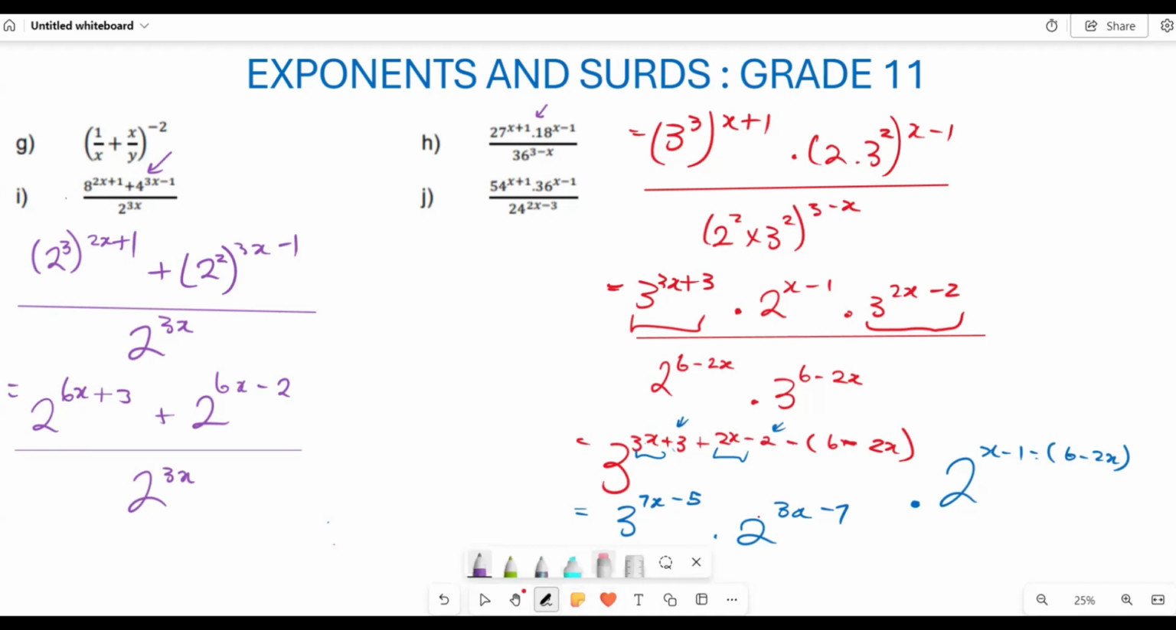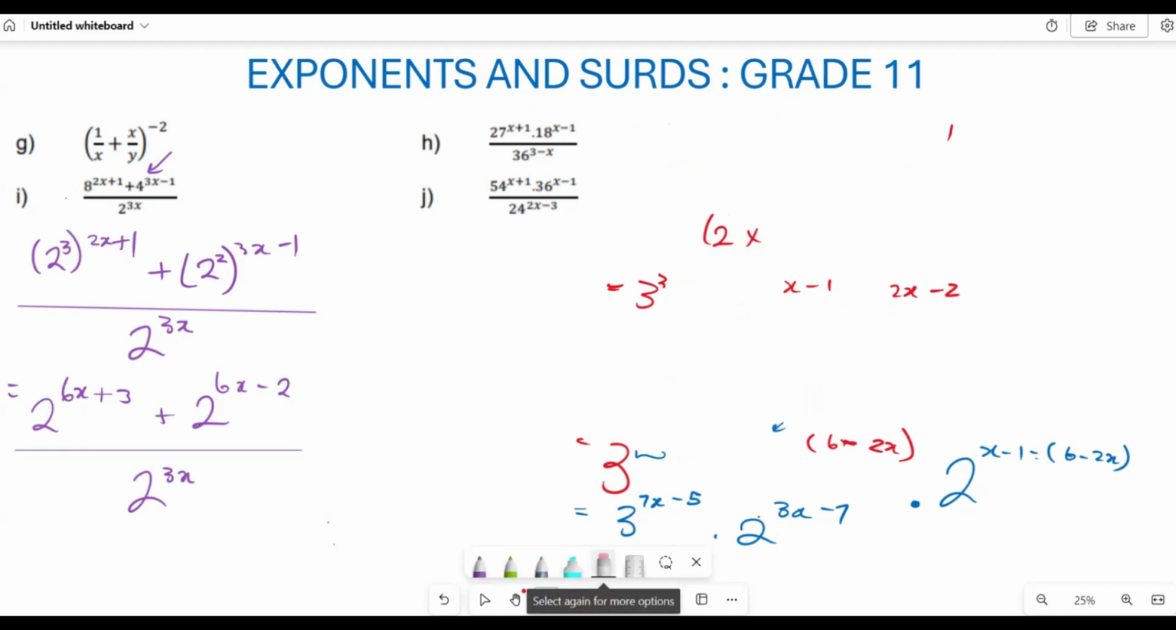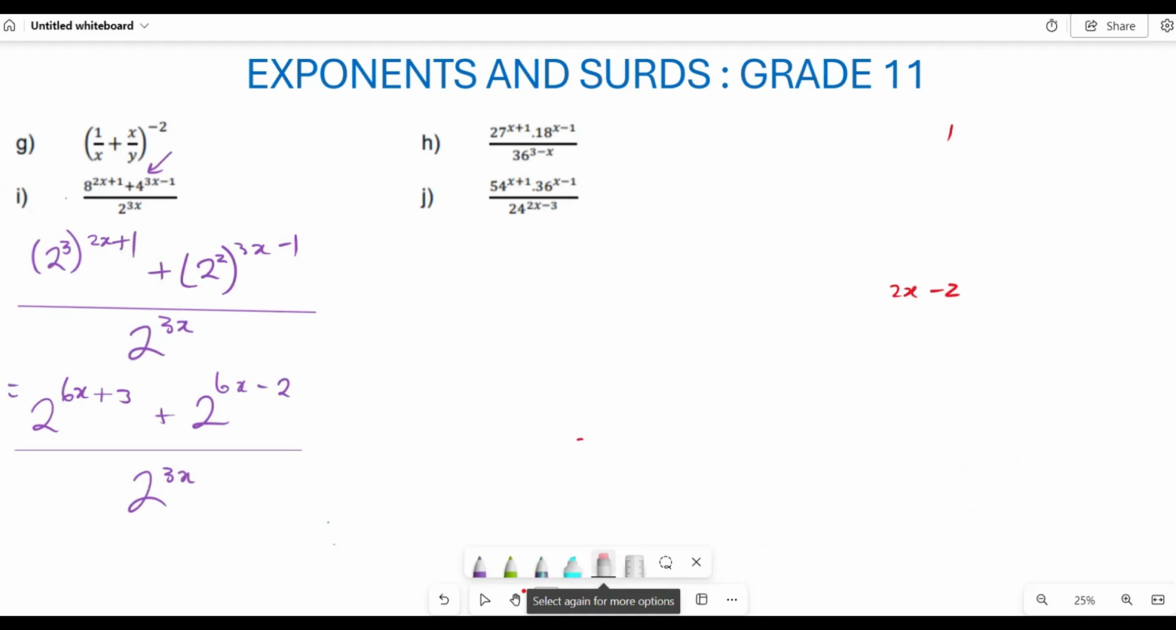Now here, before we can take out the common factor, I want us to write it this way. You can write it in factor form so that you can see the common factor. So how do you do that? This is the same as 2 to the power of 6x multiplied by 2 to the power of 3, plus 2 to the power of 6x multiplied by 2 to the power of negative 2. You see what I did here?